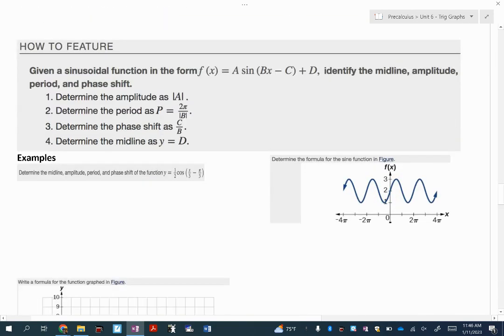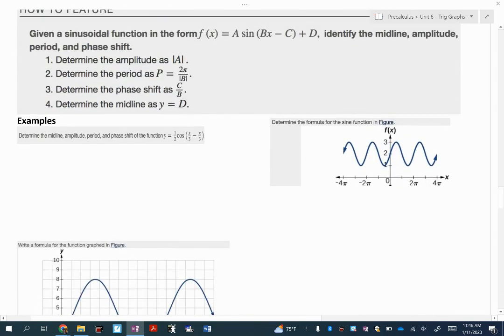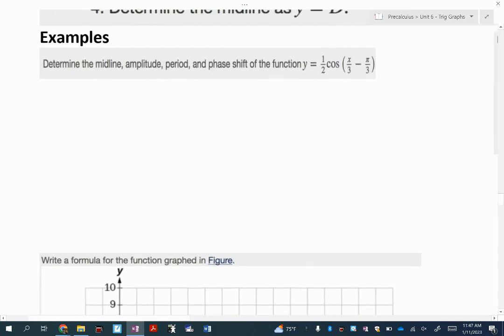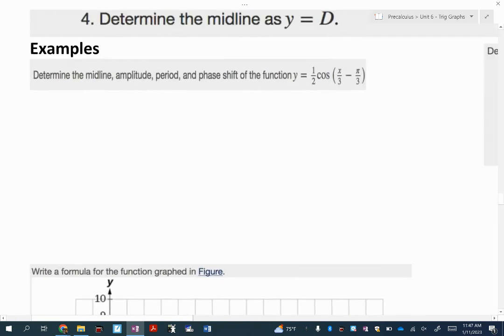All right, so let's get into trying to put all this together. So let's do this example right here. So first thing I notice is I have something I can factor out. So I'm going to write y equals 1/2 cosine. I'm going to pull out the 1/3. So x over 3 divided by 1/3 is actually going to be x. And then minus pi over 3 divided by 1/3 is going to be minus pi. You can always multiply back in to check to make sure you factored correctly.